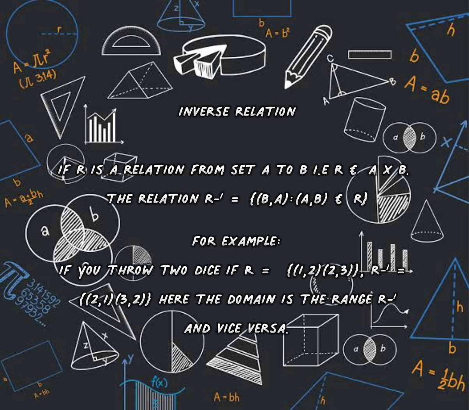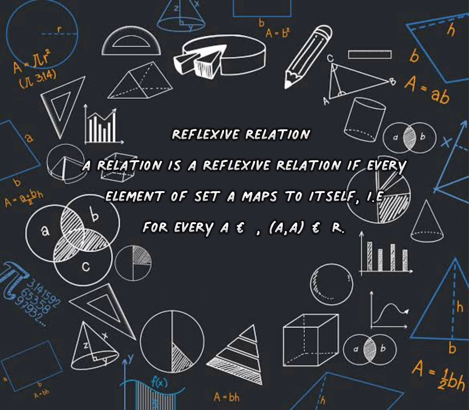Inverse relation. If R is a relation from set A to B, i.e., R is a subset of A x B, the inverse relation R inverse equals (b, a) such that (a, b) belongs to R. For example, if you throw the dice, if R equals (1, 2), (3, 2)... then R inverse equals (2, 1), (2, 3). Here the domain of R inverse is the range of R, and vice versa.